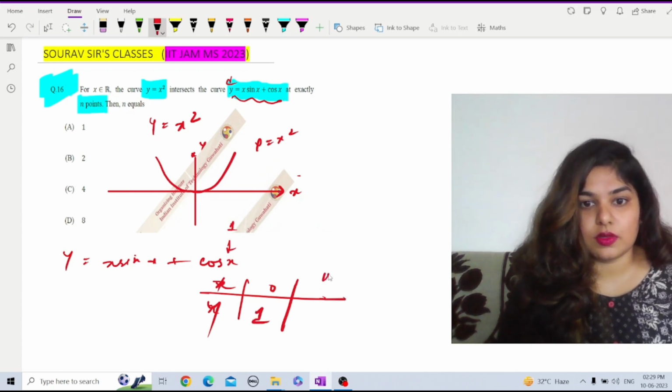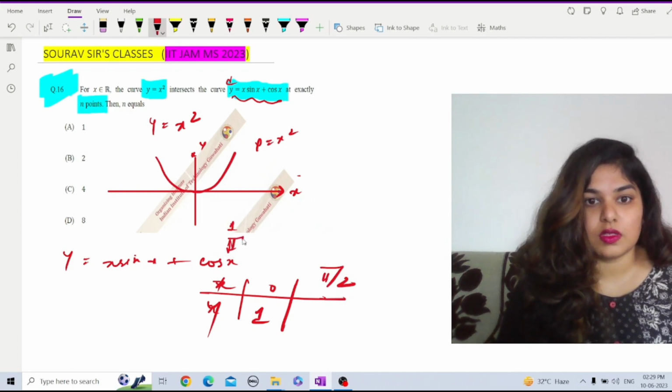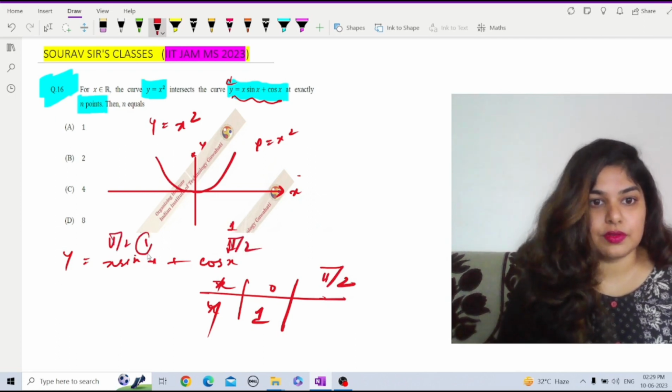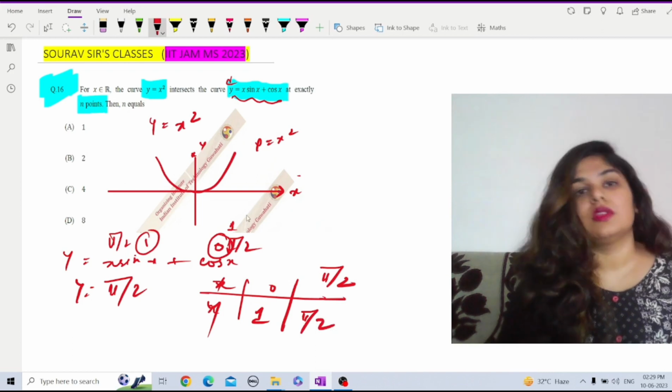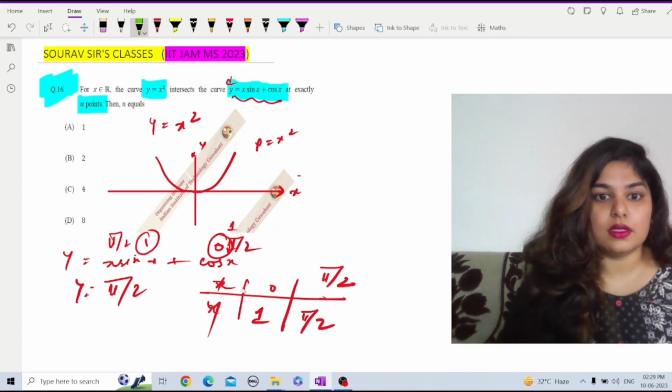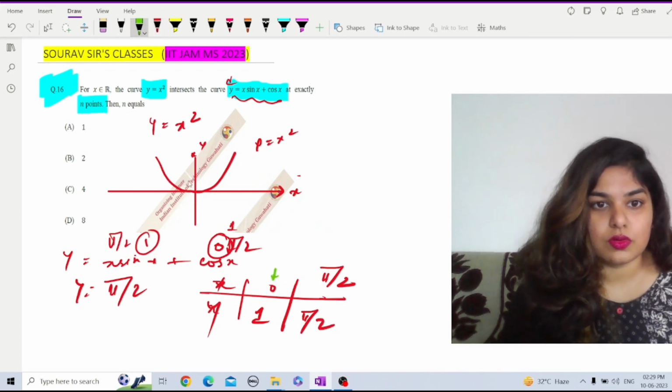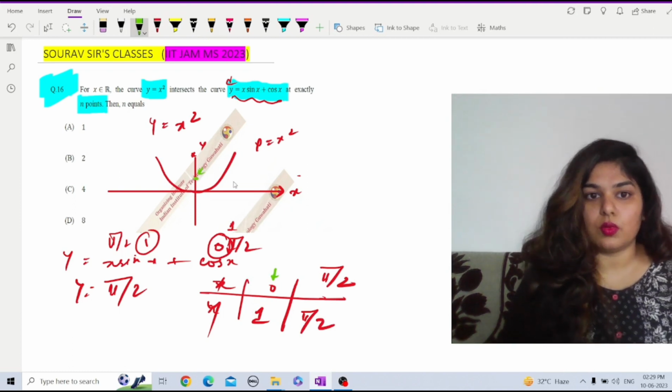Okay, and if we put x is equals to pi by 2, so this is cos pi by 2 and this is pi by 2 into sin pi by 2. So this is also 1 and this is 0, so we have y is equals to pi by 2. Now if I want to locate this, let us say first I want to locate 0, 1. So let's say 1 is somewhere here. So this is the point 0, 1.